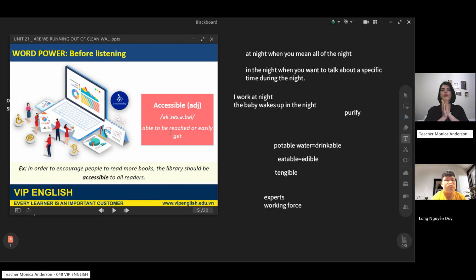Accessible, reachable. In order to encourage people to read more books, the library should be accessible to all readers.